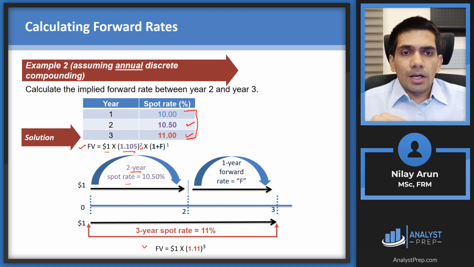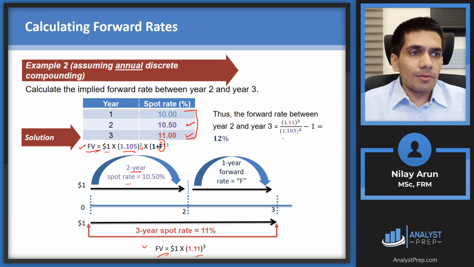Okay. All right. So now all that we're doing is we're going to equate both the future values. So the expression which you end up with is 1 into 1.105 square into 1 plus F raised to the power of 1 will be equal to 1 into 1.11 cubed. So these two future values. From this, in order to calculate the forward rate, all that you need to do is get F on one side and put everything else on the other side. So that's how you do it.